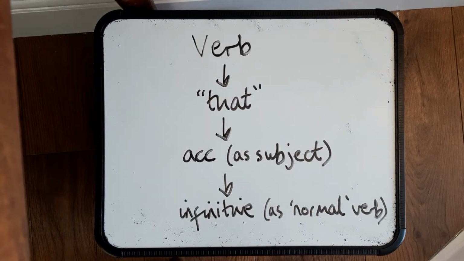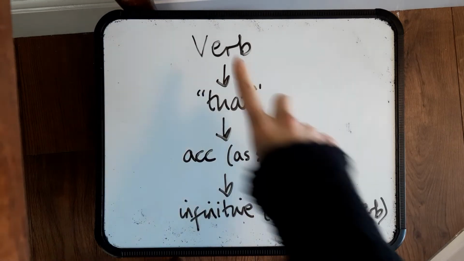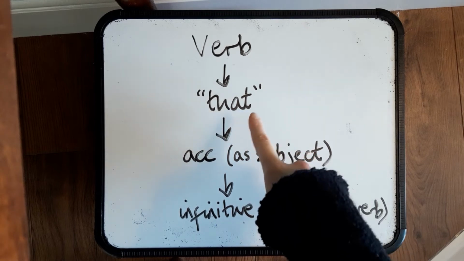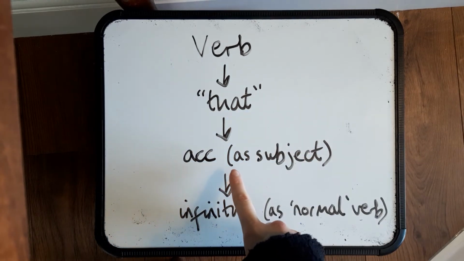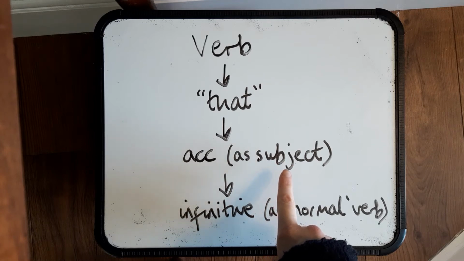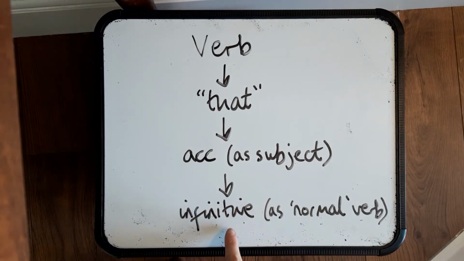Okay, so to summarise, this is the key order of things that you need to follow when you're translating an indirect statement. So find your verb, then you need to insert the English word that, otherwise it won't make sense. Then you need to translate your accusative as if it's a nominative, so as the subject. And then you translate your infinitive, but not as to do something, translate it as a normal verb.